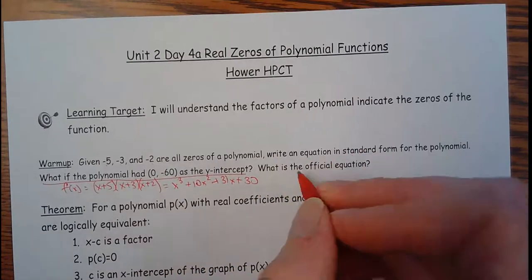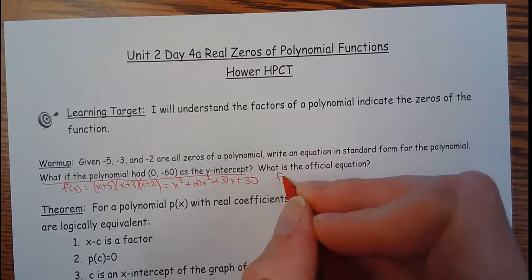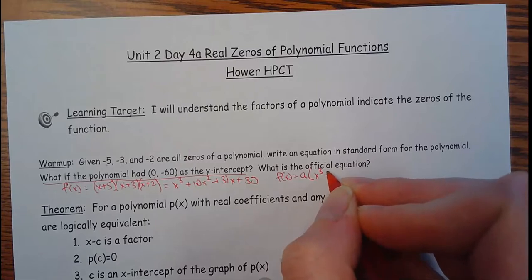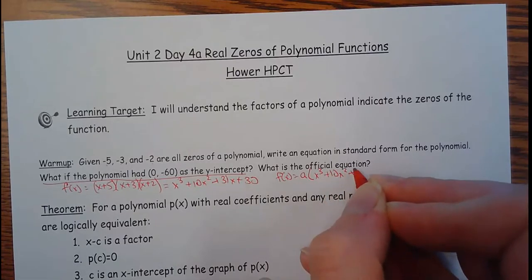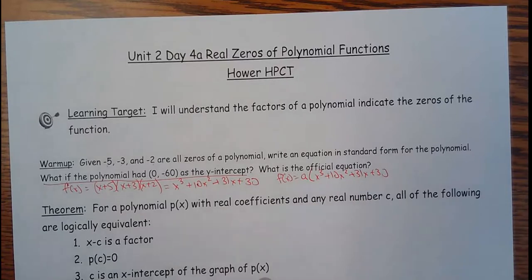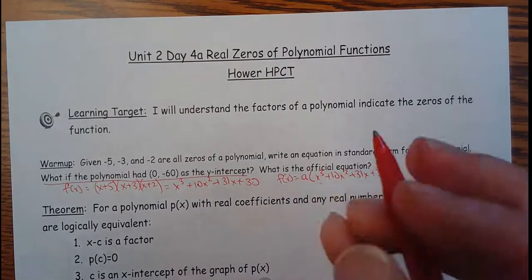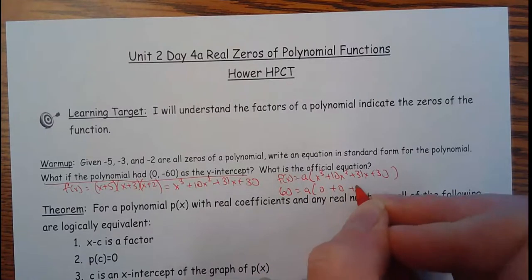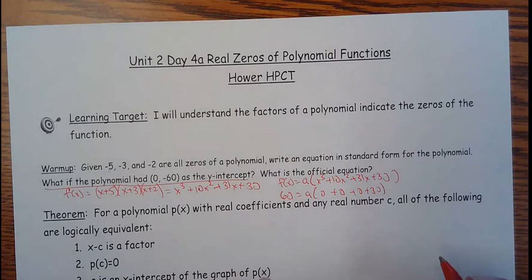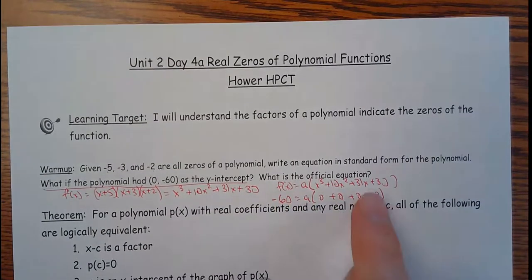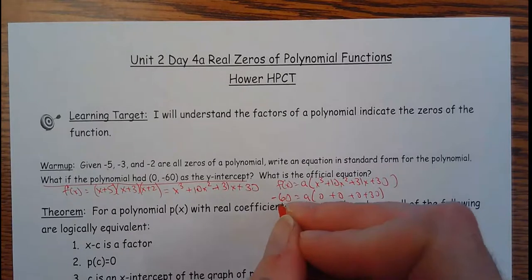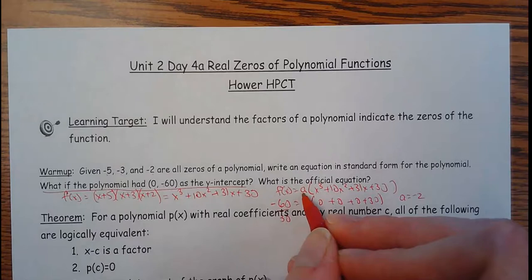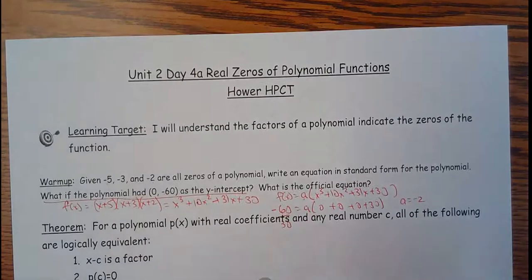So what I'm going to do is throw an a in there. I'm going to say that f of x equals a times all of this. And now plug it in. If I plug in 0, I should get -60. So -60 equals a times (0 plus 0 plus 0 plus 30). So 30a equals -60. If I divide by 30 to find a, that means a is -2. So some -2 on the outside. When you plug that in, that's the one I'm looking for.